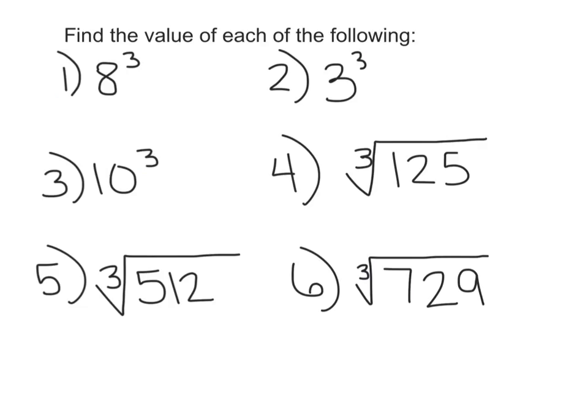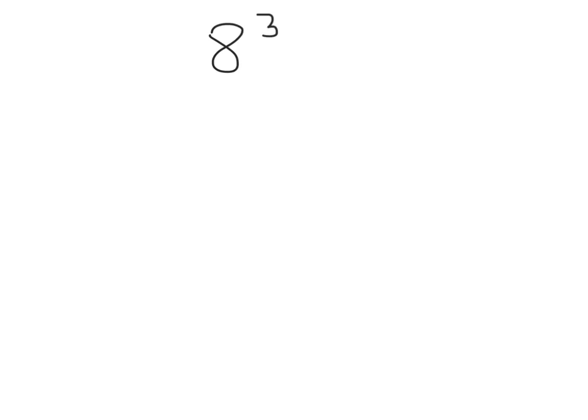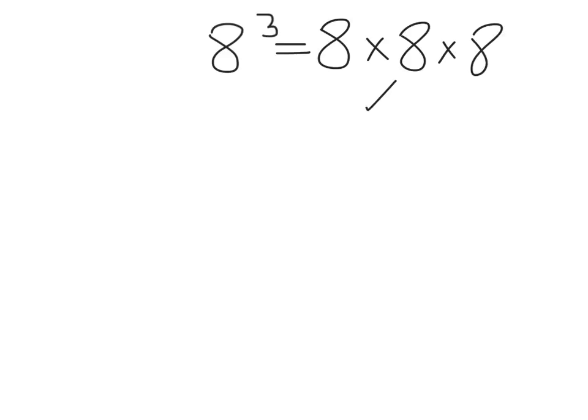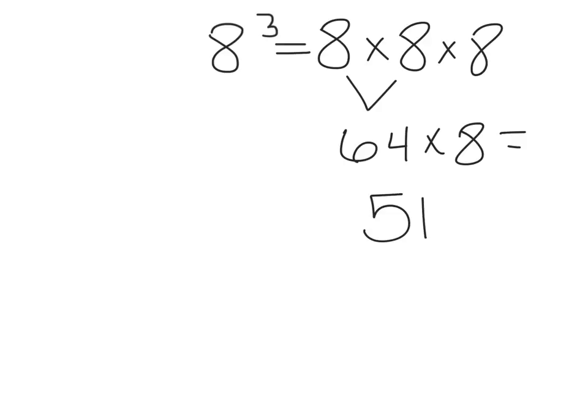Now pause the video and try some practice problems with cubes and cube roots. For the first one, we have 8 cubed, or 8 to the third power, which really means 8 times 8 times 8. So 8 times 8 is 64. 64 times 8, you do out the math, and you get 512. So the cube of 8 equals 512.